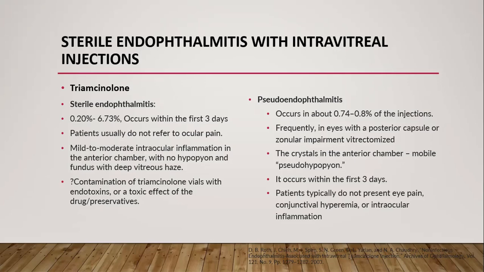It can be of two variants, one sterile endophthalmitis variant and one pseudo endophthalmitis. Sterile endophthalmitis occurs in 0.2 to 6% of cases. This occurs within 3 days. In all these sterile endophthalmitis cases, mostly there is no pain for the patient, but you will have anterior chamber hypopyon, which can be present more commonly in the pseudo endophthalmitis, where it's the actual drug which is coming into the anterior segment because of either weak zonules or some other way where the drug comes anteriorly. Whereas steroid endophthalmitis is more due to some endotoxins or drug preservatives along with the drug.